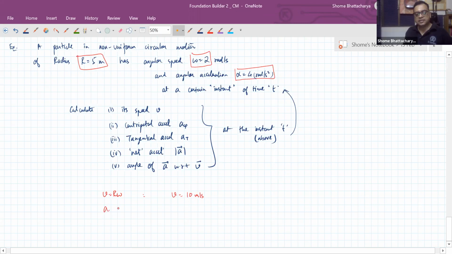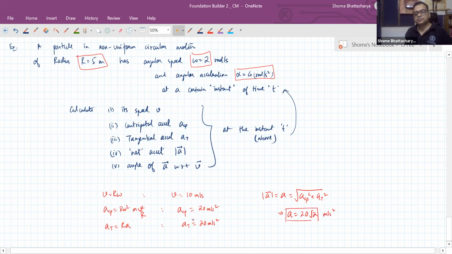Then we can use the relation that centripetal acceleration has a magnitude of r omega square or v square by r, whichever we prefer. So the centripetal acceleration will have a magnitude of 20 meters per second square. The tangential acceleration is r alpha. So it will have a magnitude of 5 into 4, again 20 meters per second square. Okay, so now we know that the magnitude of the net acceleration is square root of centripetal square plus tangential square. So in this case, it will become 20 root 2 meters per second square. So this is all our formula based stuff.